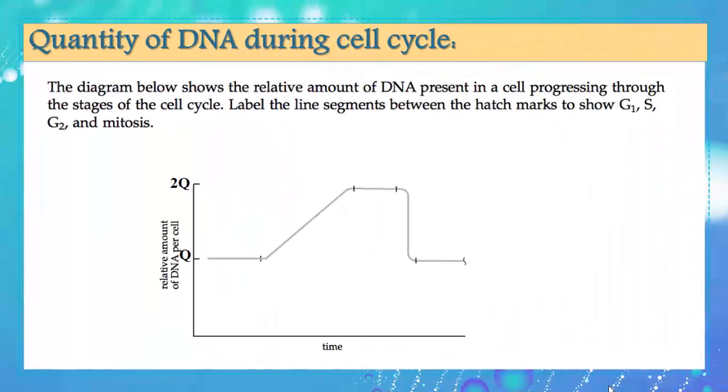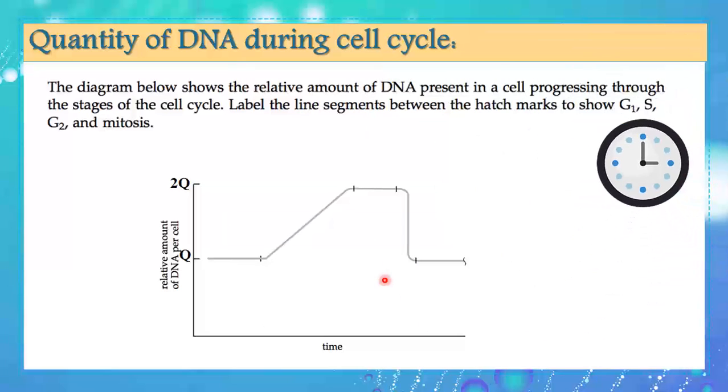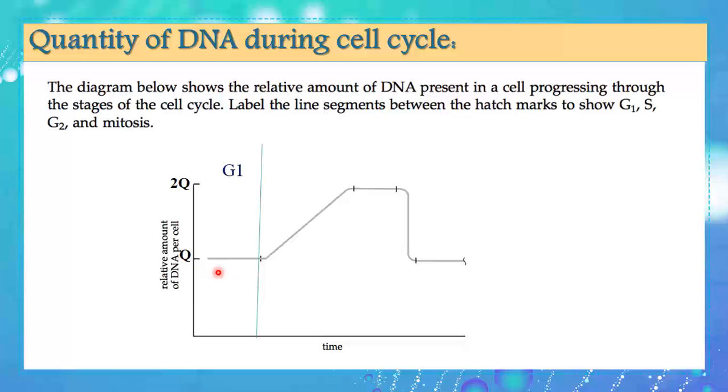Now let's explain the idea again graphically, where you have this graph that represents the amount of DNA in a cell progressing through the stages of the cell cycle. Pause the video and remember what we've explained, then try to label the line segments between those hatch marks to show G1, S, G2, and mitosis. Where does each step or phase occur?